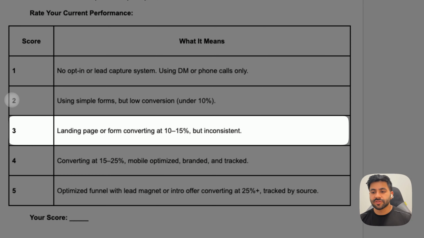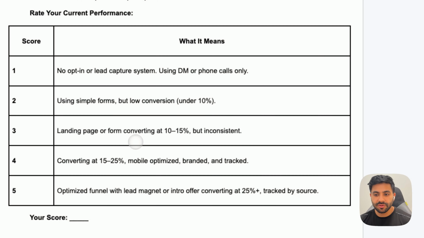3 out of 5, we're making progress again. Your landing page or form is converting and getting an opt-in rate of about 10 to 15%, but it's inconsistent. This doesn't happen every month over month, right? So there are leaks here that you can be fixing.